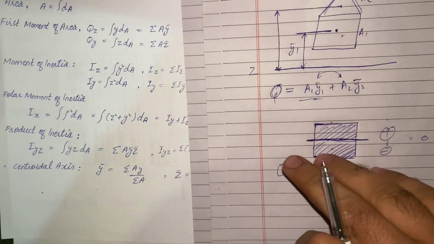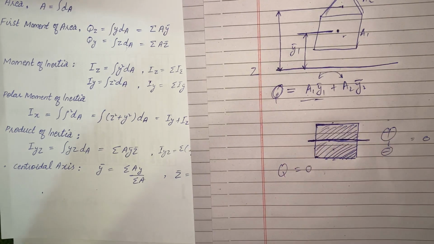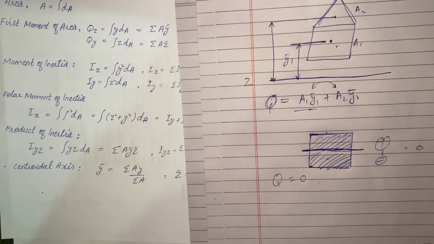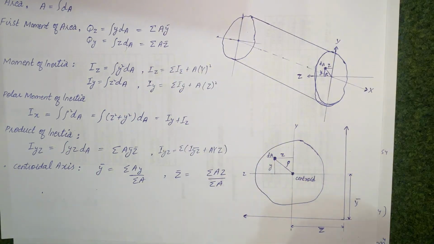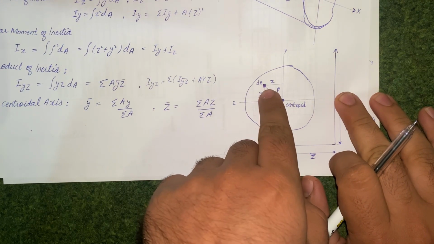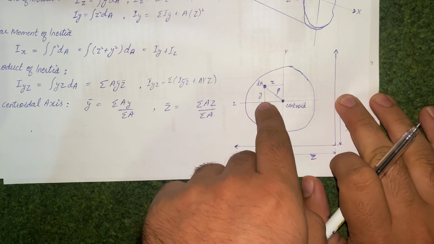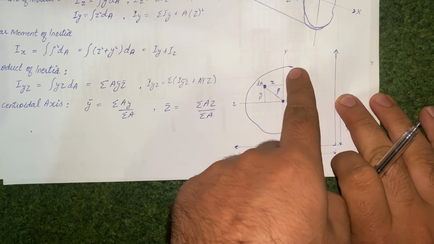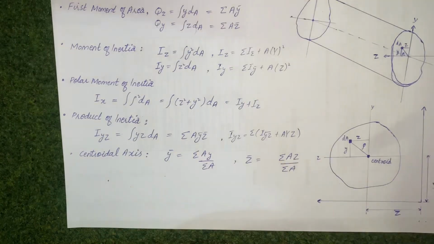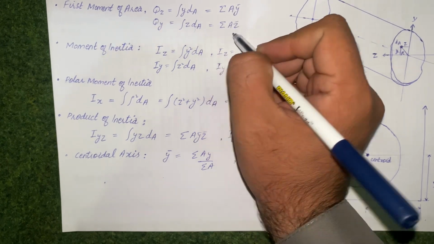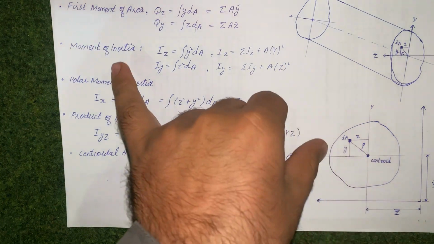In simple words, the first moment of area is when we multiply area with the moment arm the first time. Here, if we multiply this area with y, we obtain the first moment of area about the z axis, and when we multiply it with z, we obtain the first moment of area about the y axis. It can also be written as summation of A y bar and summation of A z bar. So the second term is done.